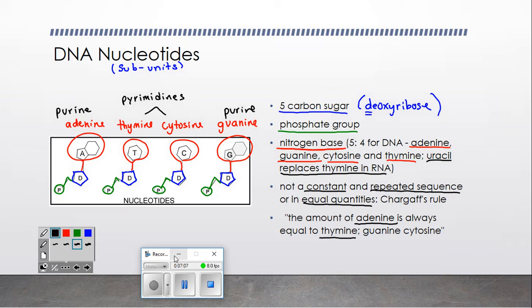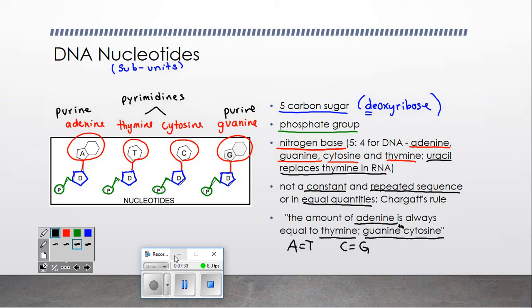Adenine is always equal to thymine, guanine to cytosine. So I wrote down the other day when we were making our list of scientists that A was equal to T and C was equal to G. So I'm just going to show you the very basic math that would go along with this.